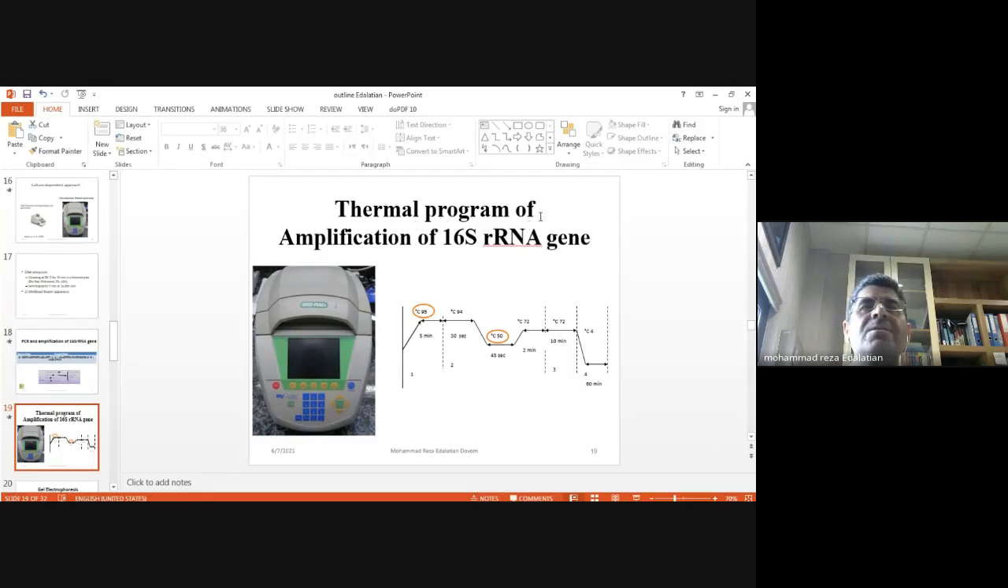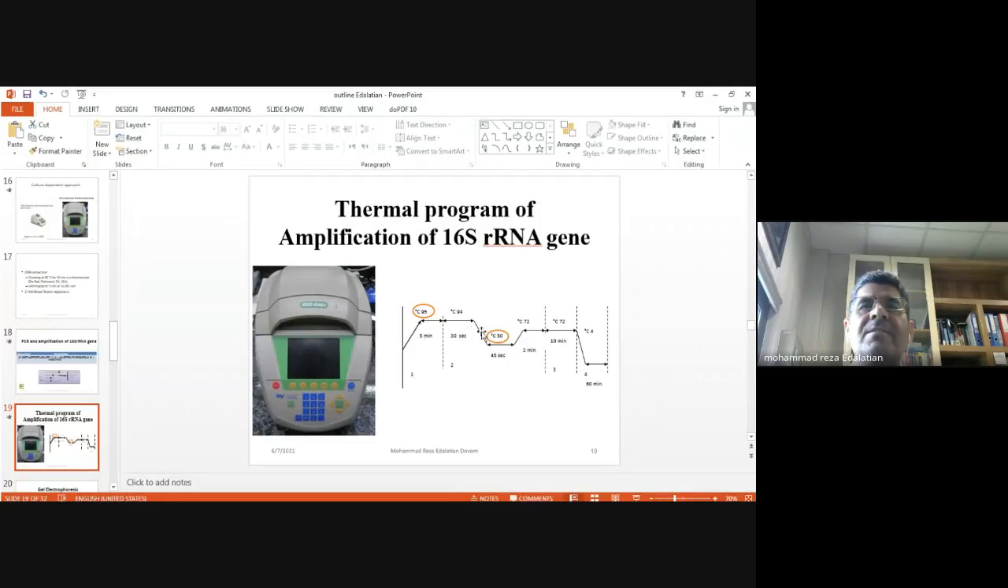This slide shows the thermal program of amplification of the 16S rRNA gene. As you can see, this is the picture of a thermocycler, and we can start and run the PCR in this apparatus, in this equipment, the thermocycler. The first step is the initial denaturation, which is at 95 degrees centigrade for 5 minutes for one cycle.